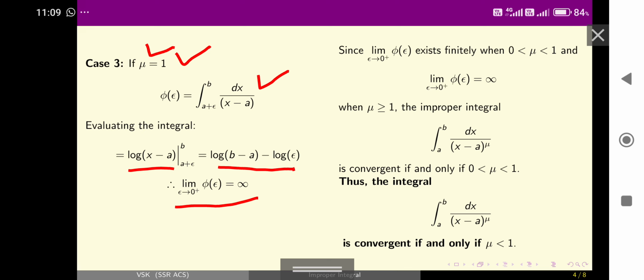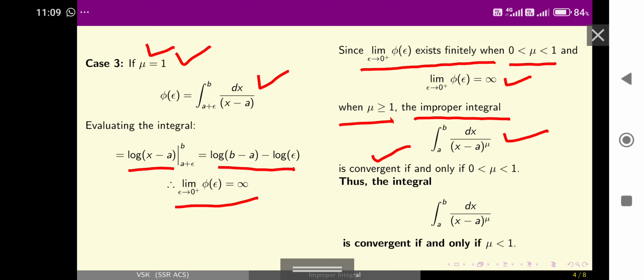So since the limit of phi(epsilon) as epsilon tends to 0 exists finitely when 0 is less than mu less than 1, and this limit becomes infinite when mu is greater than or equal to 1, this integral is convergent if and only if 0 is less than mu less than 1. And when mu is less than or equal to 0, we have seen the case, there is no problem. So finally, the integral from a to b of dx upon (x minus a) to the power mu is convergent if and only if mu is less than 1. So this was the proof of this theorem.